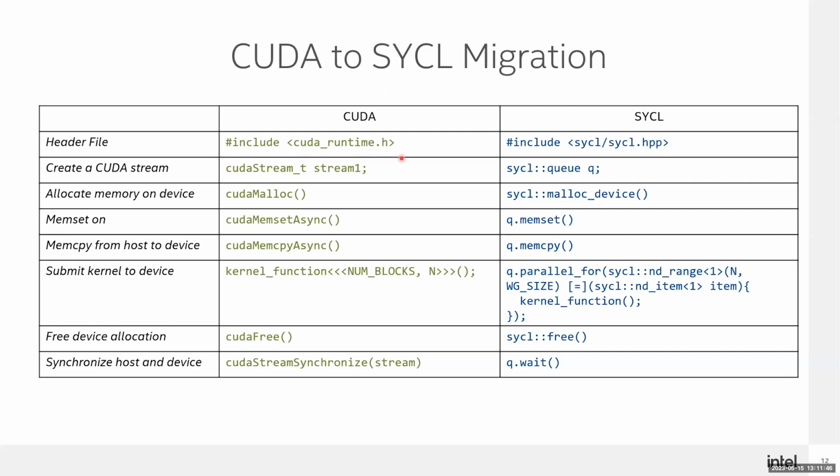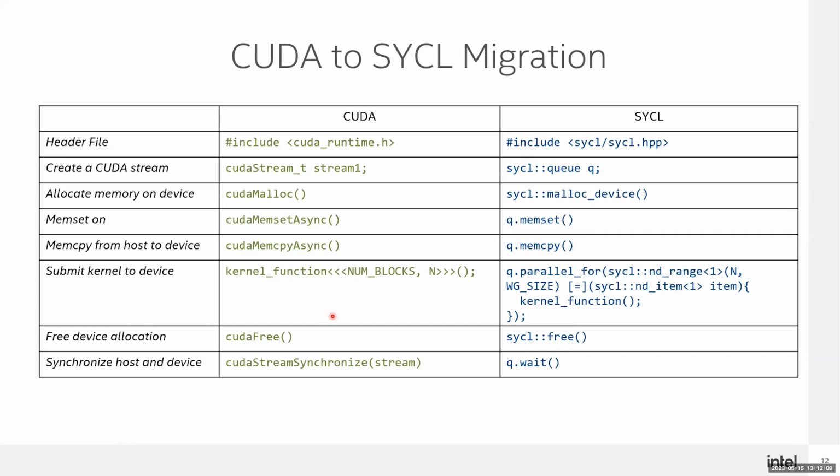You can see the header file difference. In CUDA, you create what's called the stream. That is the same as the SYCL queue. And to allocate memory in CUDA, you would use cudaMalloc. And in case of SYCL, you use the malloc_device. And you have the memset, memcpy, similar, right? There are equivalent APIs for SYCL.